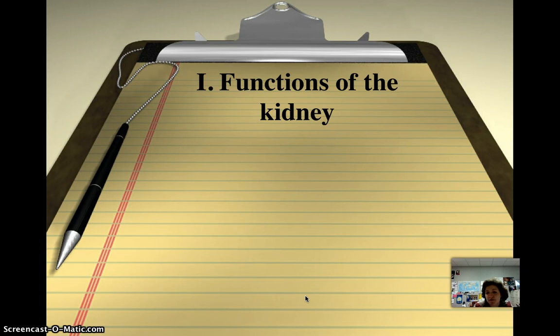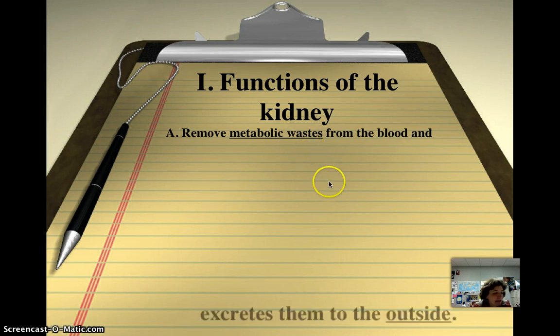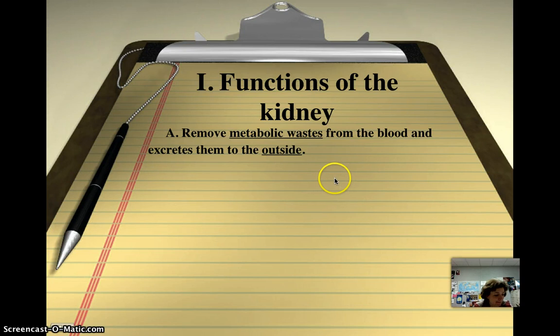So we're going to take a look first of all at the functions of the kidneys. One of the major functions of the kidneys is that they remove metabolic wastes from the blood, and excrete them to the outside.